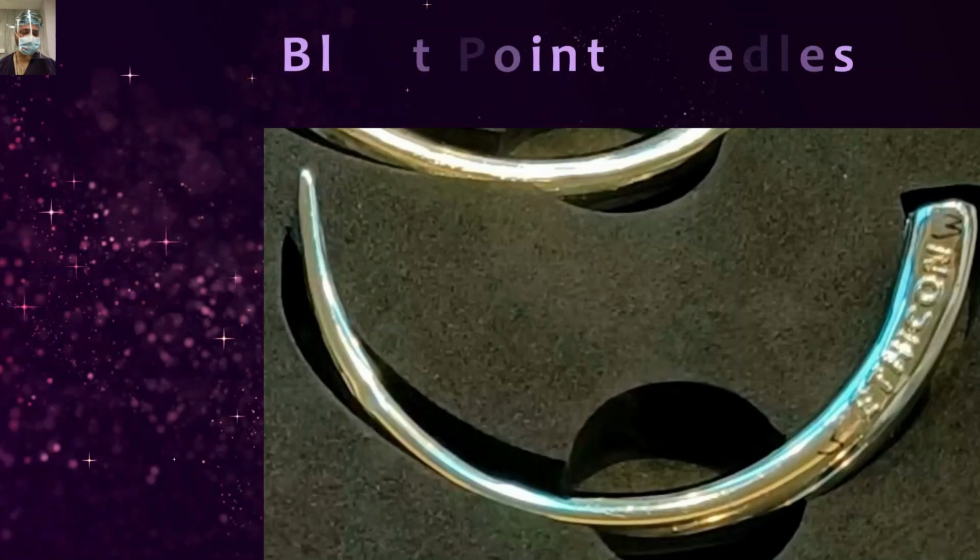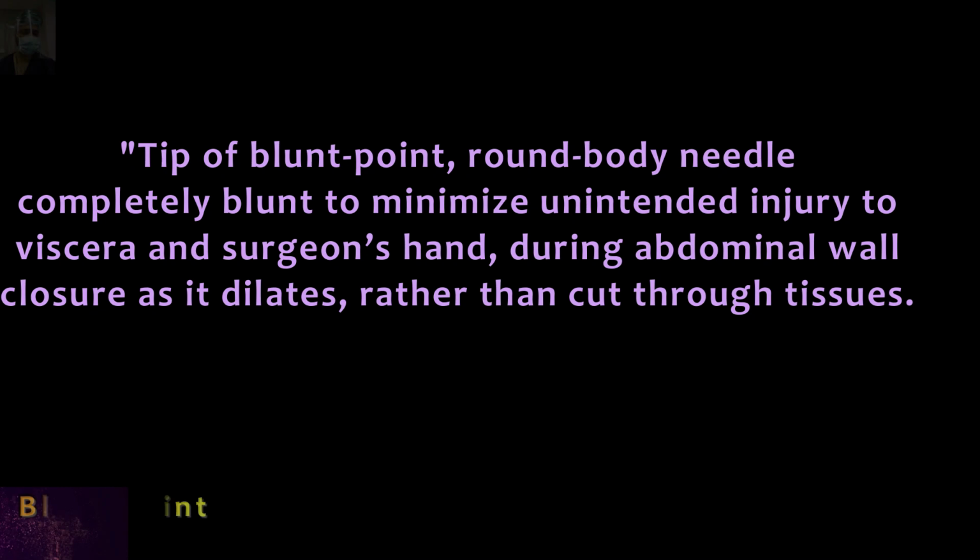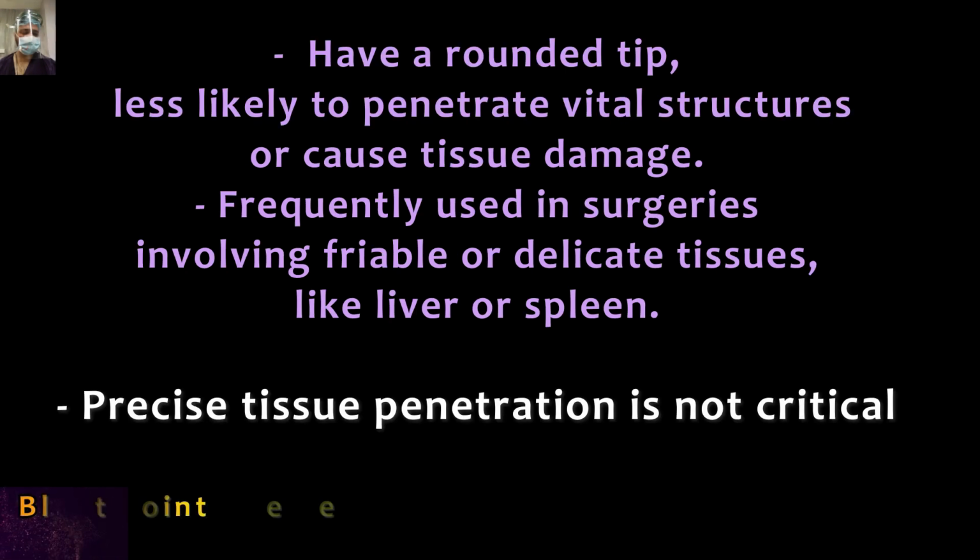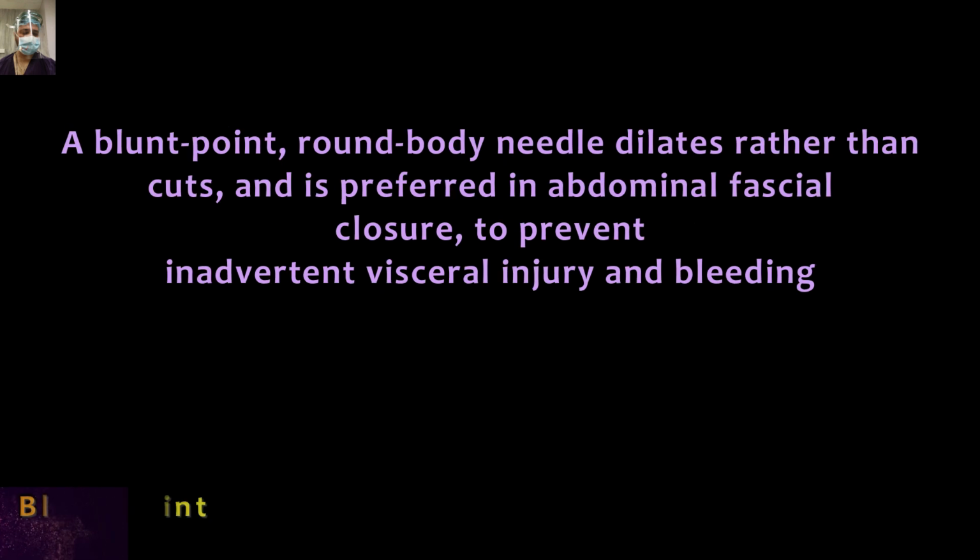Next is blunt point needles. The tip of a blunt point needle is rounded, and all these needles are round body only. One will be taper point, one will be taper cut, and one will be blunt point. Blunt point needles are round body needles, completely blunt to minimize unintended injury to viscera and the surgeon's hand during abdominal wall closure, as they dilate rather than cut through the tissue. It is simple logic that the tip of the needle is blunt and rounded, so it will simply separate the tissue in front of the tip and will not cut or pierce it.